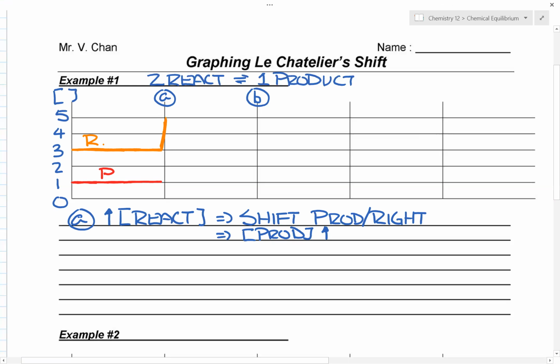Now, again, you might say, Mr. Chan, why did it go up 2 squares? Again, the answer is, I felt like it. So as it's shifting, it shifts to the product, shift to the right. My products are increasing, and my reactants will be decreasing. So how would it look graphically? Here, I'll draw it down. My reactants go down, and my products will go up.